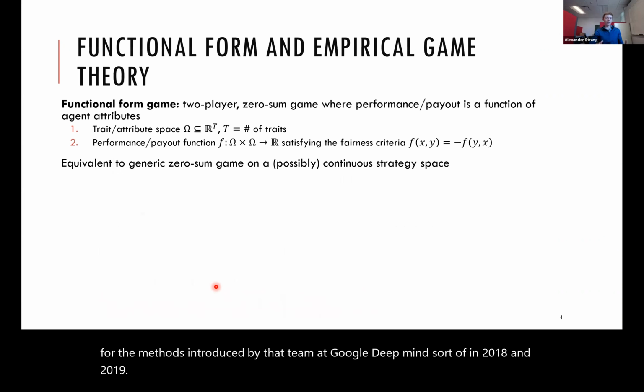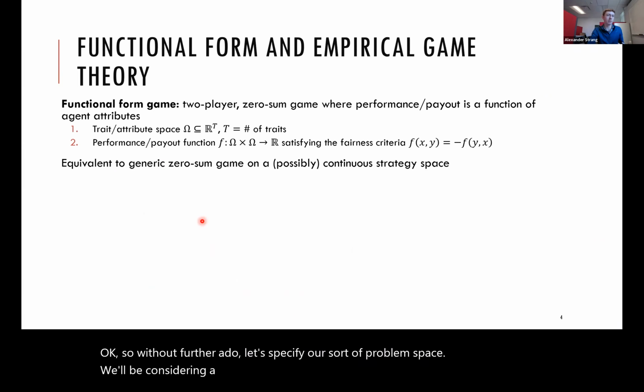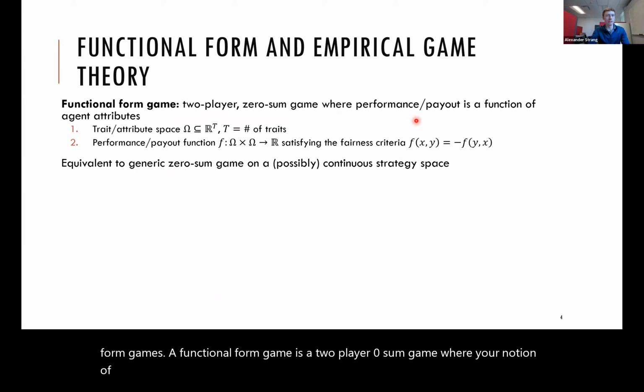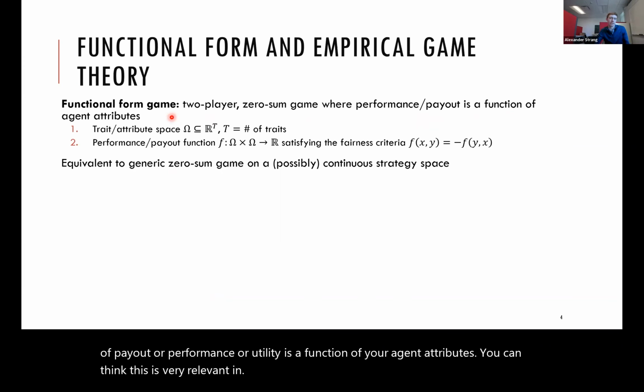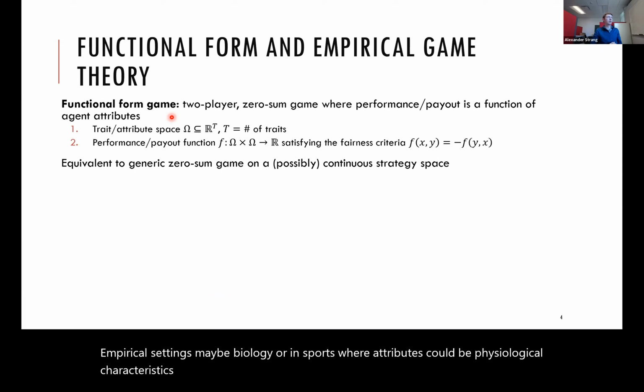Okay, so without further ado, let's specify our problem space. We will be considering a particular type of game. These are what are called functional form games. A functional form game is a two-player, zero-sum game where your notion of payout or performance or utility is a function of your agent attributes. You can think this is very relevant in empirical settings like maybe biology or in sports where attributes could be physiological characteristics of your agents or statistics describing the way your agents play.